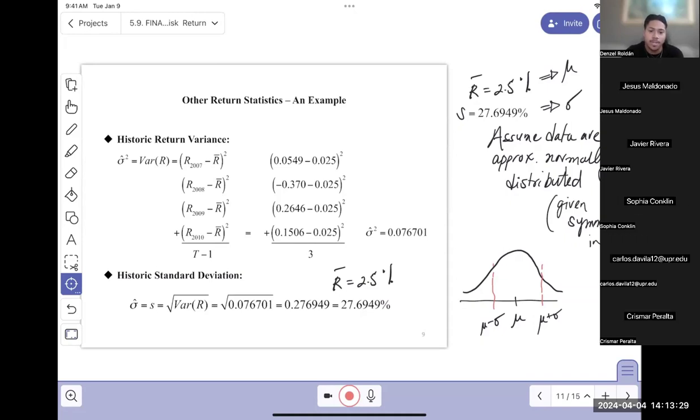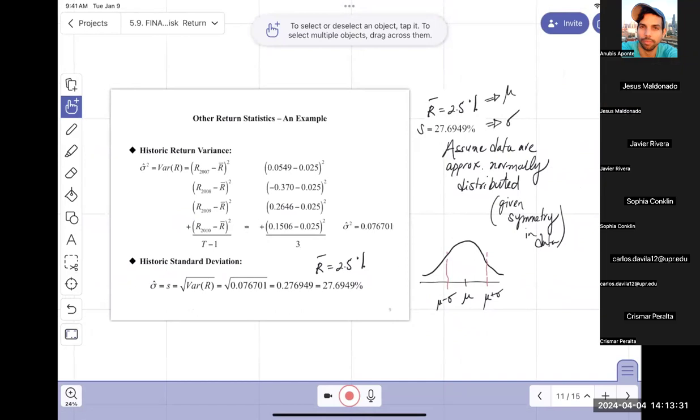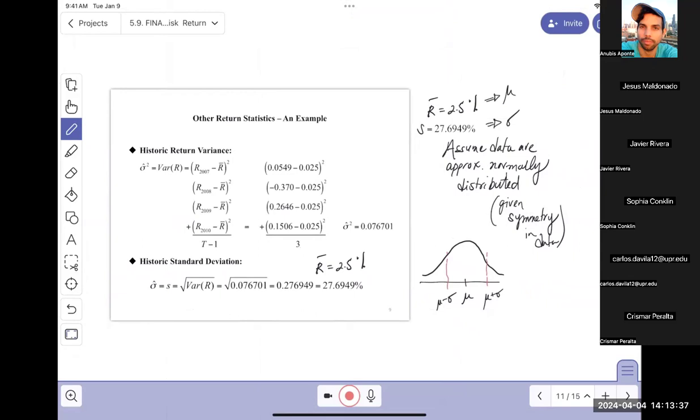I'm not really sure, but Alondras has said in the chat 68%. Denzel, you're not sure? I'm not certain right now. 68% of the data is within one standard deviation from the mean. How much was within two?